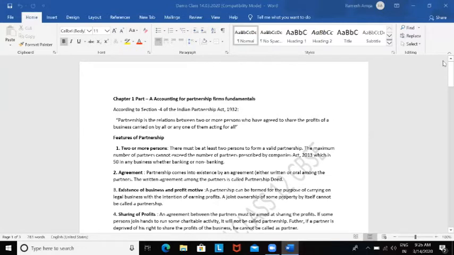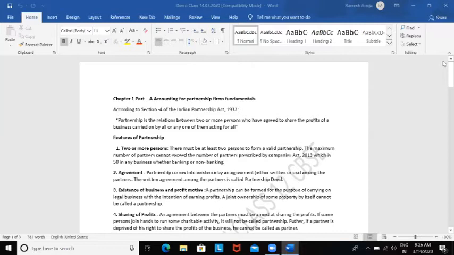If in the exam they ask you to define partnership, you have to write according to this section of the Indian Partnership Act 1932. Partnership is a relation between two or more persons who have agreed to share the profit of a business carried on by all or any one of them acting for all.